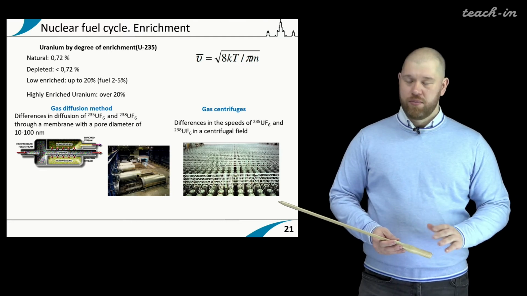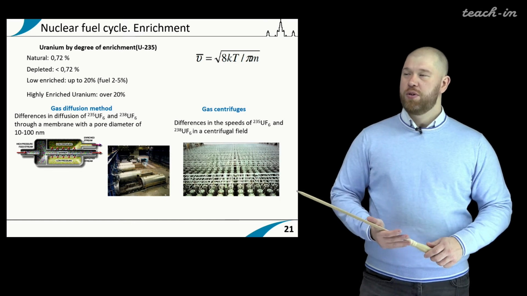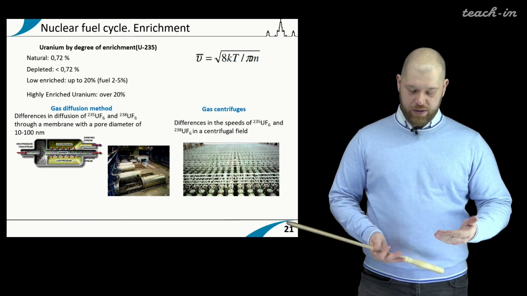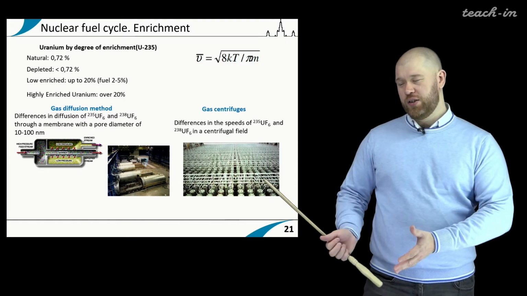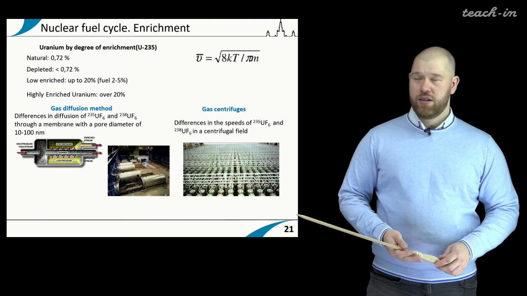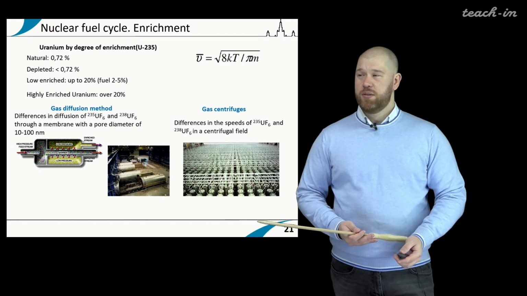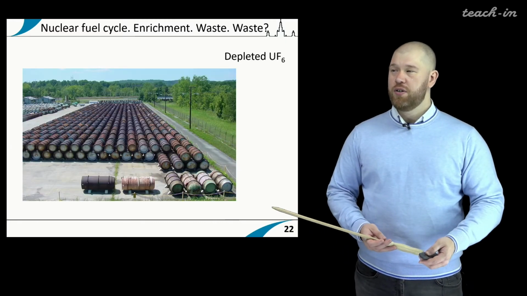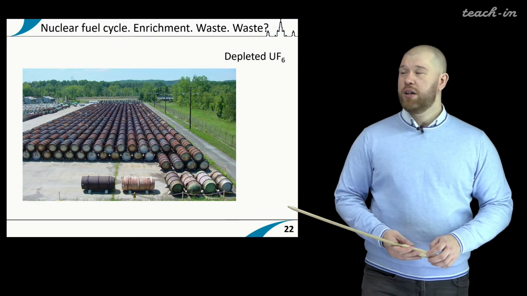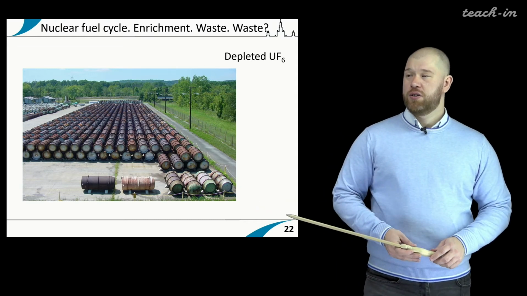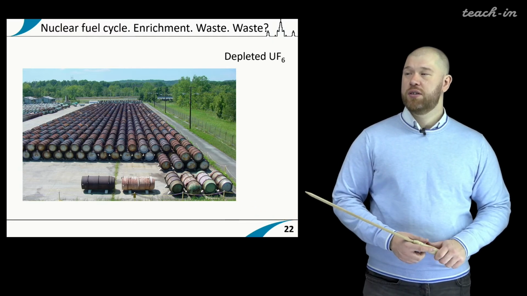And during all this procedure, what do we produce? We produce the phase of enriched uranium. But that means that another stream will contain the depleted uranium. So the main waste that is produced during the enrichment is the depleted uranium hexafluoride that is stored in such barrels on the daylight surface.